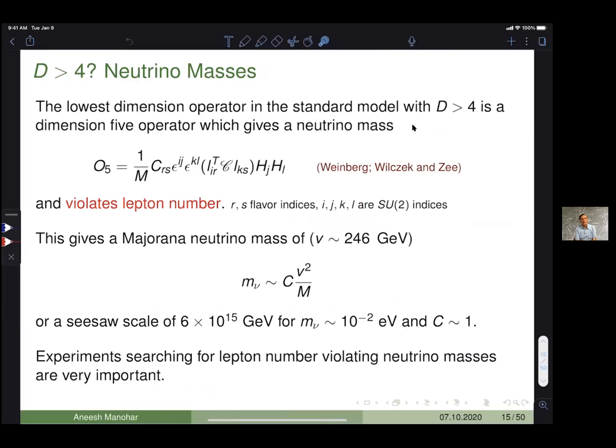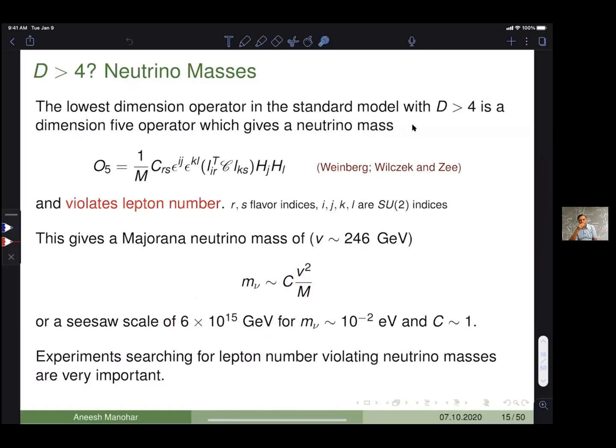So in the standard model, what happens if you start with d bigger than 4? The analysis I was talking about, of deviations from the standard model, was done a long time ago. By classifying the operators, Weinberg, Wilczek, and Zee showed that the first operator was a dimension 5, and it violates lepton number. There's a unique operator up to flavor structure, and it gives a Majorana mass to the neutrino, which, if the VEV, the vacuum expectation value of the Higgs field, is 246 GeV, goes like the VEV squared divided by a power of M. If you plug in the naive values of the neutrino masses and just assume this constant is order 1, you get a very high scale, the so-called seesaw scale of order 10 to the 15 GeV.